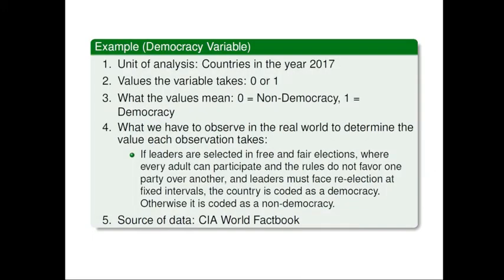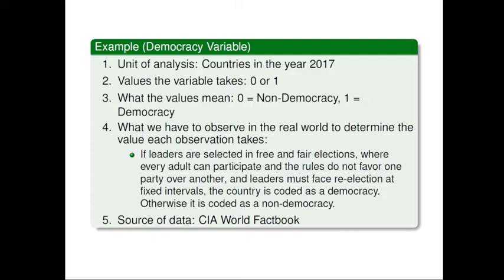Here's an example of an operational definition for a democracy variable. The unit of analysis is countries in 2017. The values the variable can take are 0 or 1. A 0 means a country is a non-democracy, and a 1 means a country is a democracy. In terms of what we have to observe in the real world to determine the value each observation takes, if leaders are selected in free and fair elections, where every adult can participate and the rules do not favor one party over the other, and leaders must face re-election at fixed intervals, the country is coded as a democracy. Otherwise, it is coded as a non-democracy. And the source of the data is the CIA World Factbook.